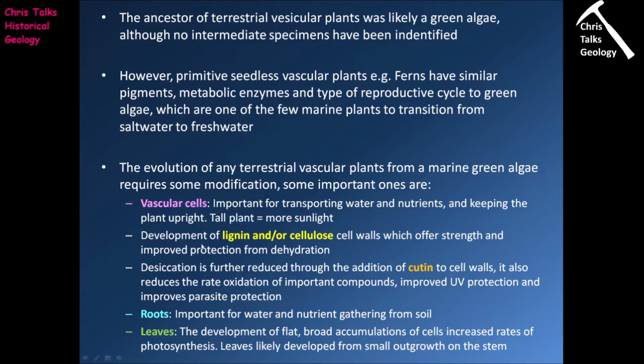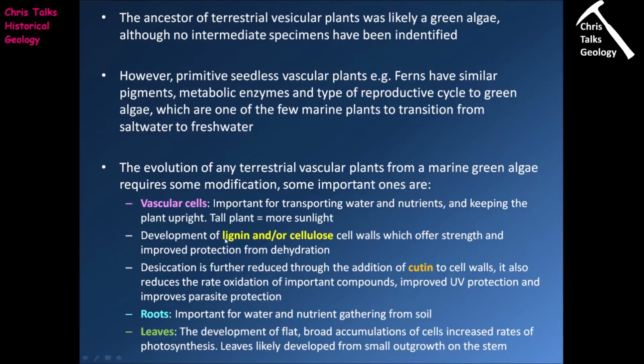Plants will also need to develop lignin and cellulose to make cell walls. These cell walls will help to offer strength to the plant cells, which will also help it to stay upright, but it will also improve protection from dehydration. So this is how your plant is going to get around the issue of desiccation.